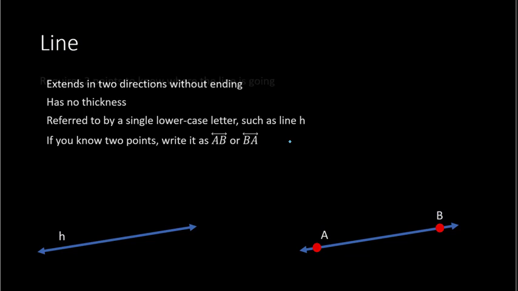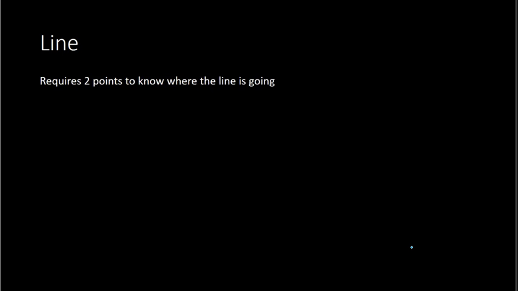Now with a line, we require 2 points to know where the line is going. Okay, so this is kind of a theorem in geometry where we need 2 points to determine where a line is going. So for example, with 1 point, the line can go any direction, right? It can go through here, it can go this way, and go through any direction through that point. So to know which way the line is going to go, we need a second point like this. Once we have the 2 points, we know for sure the line has to go like that.